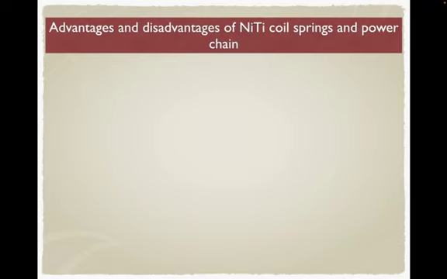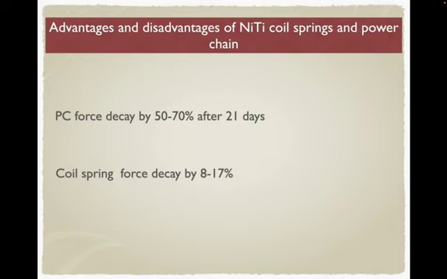Now, which one is better? Is it the nightie, closing coil, or the power chain? Now, the main disadvantage of the power chain is the force decay. It decays by 50 to 71% after only 21 days. However, a coil spring will decay only by 8 to 17% in the same period.